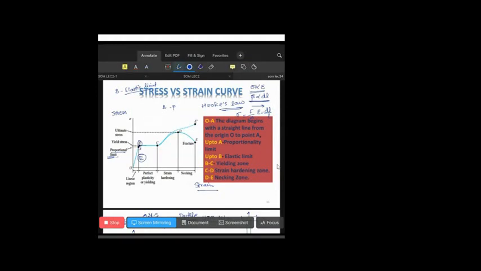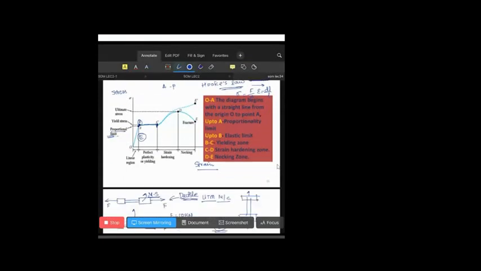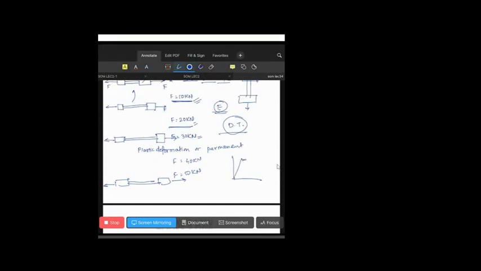Whenever we perform this experimentation, you will get to know this curve will be something like this, something like this. Okay, so here after A point and B point, again there will be C point and D point. C point will be called the yield point, upper yield point. D point will be called the lower yield point. Okay, so in this yield zone, what will happen? The material will try to orient itself to take more amount of load. It is getting ready to take more amount of load.